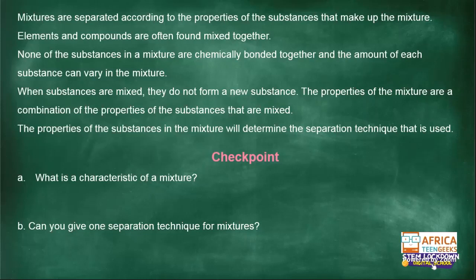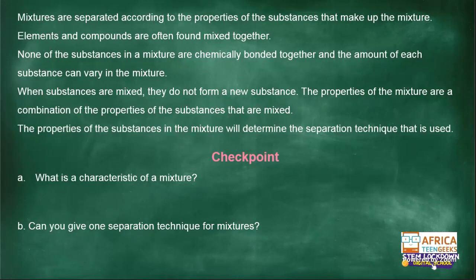Okay, so when substances are mixed, they do not form a new substance. Now, the properties of a mixture are a combination of the properties of the substances that are mixed. So what does that mean? When they are mixed, you don't get a new compound. You're not getting a new substance. It is just mixed, but it stays in its original form. Like the almonds don't change to raisins and the raisins don't change to almonds, neither does it form something else. It's just mixed together.